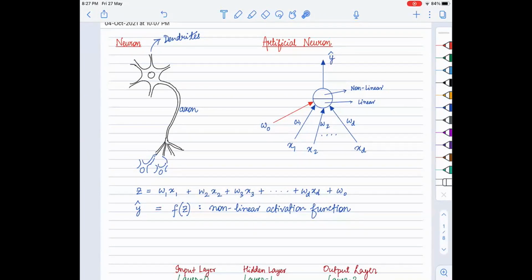So in short, what is the computation that an artificial neuron does? It combines all the inputs, multiplying them with some slopes. These slopes are also sometimes called weights, that's why the term W. So it does a weighted combination of the inputs and then passes this combination through a nonlinear activation function and spits it out. Is this clear? Does anybody have any question?